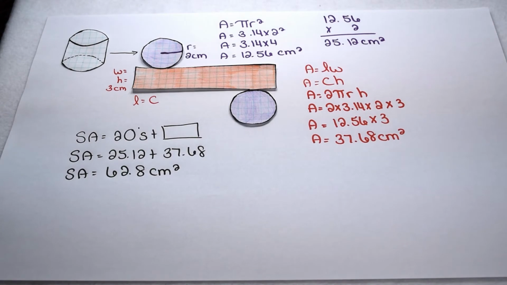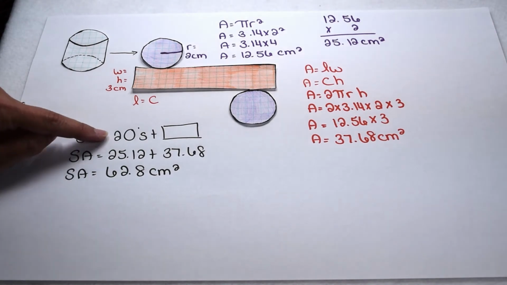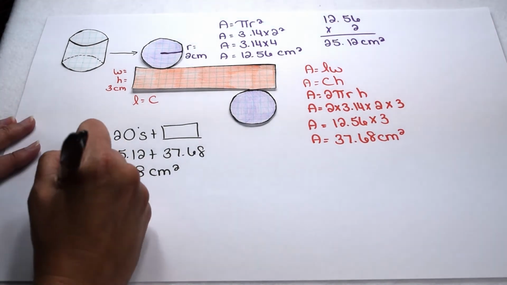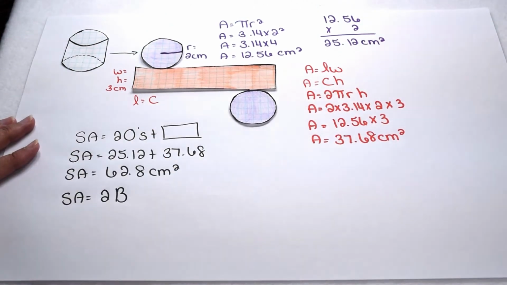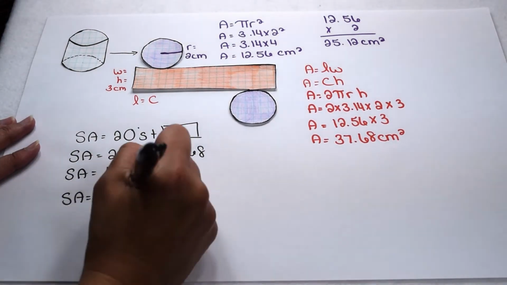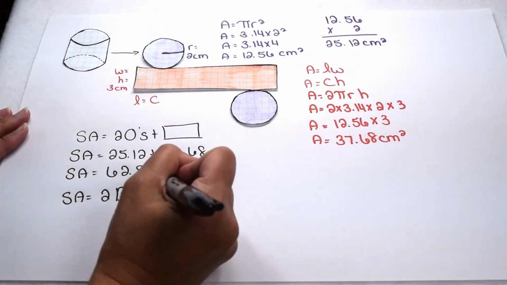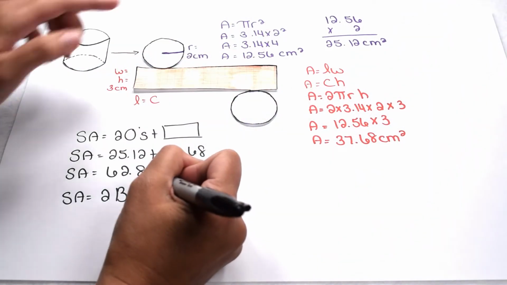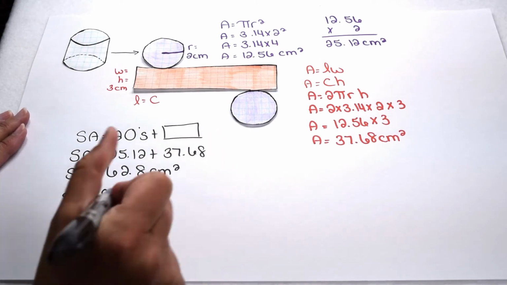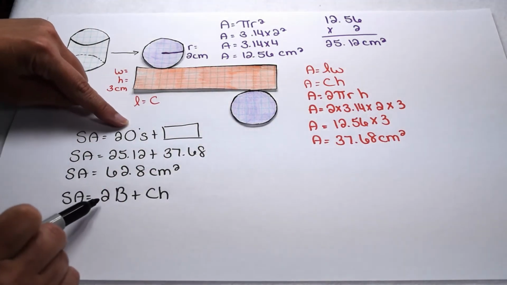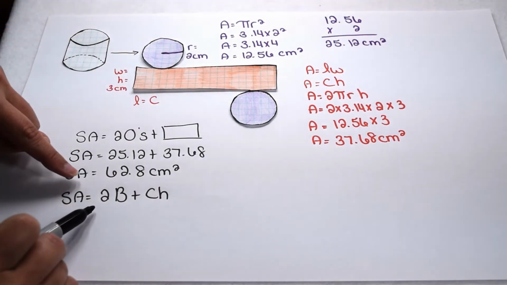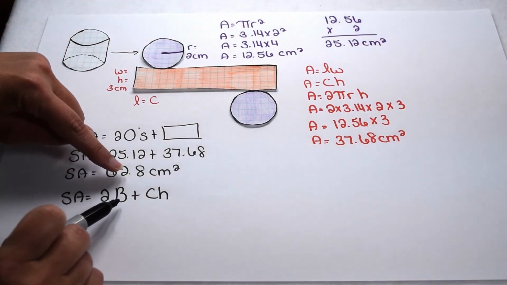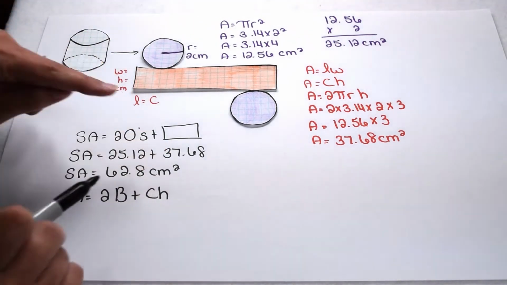Well, let's see if we can put that together into more of an equation. We had two circular bases, so that means we have 2 times, we're going to use big B to stand for area of the base, plus a rectangle. Well, our rectangle we saw specifically came out to be circumference times height. So we can change two circular bases plus a rectangular lateral face to be 2 times big B, area of the base, plus circumference times height.